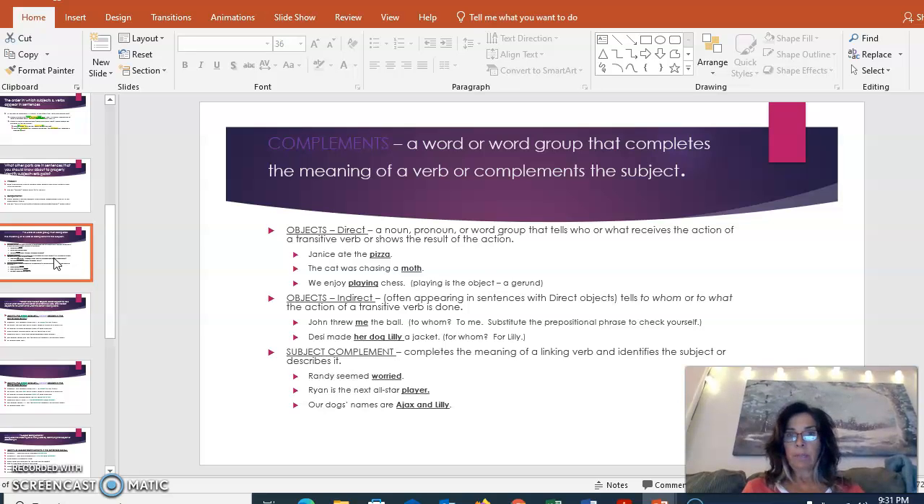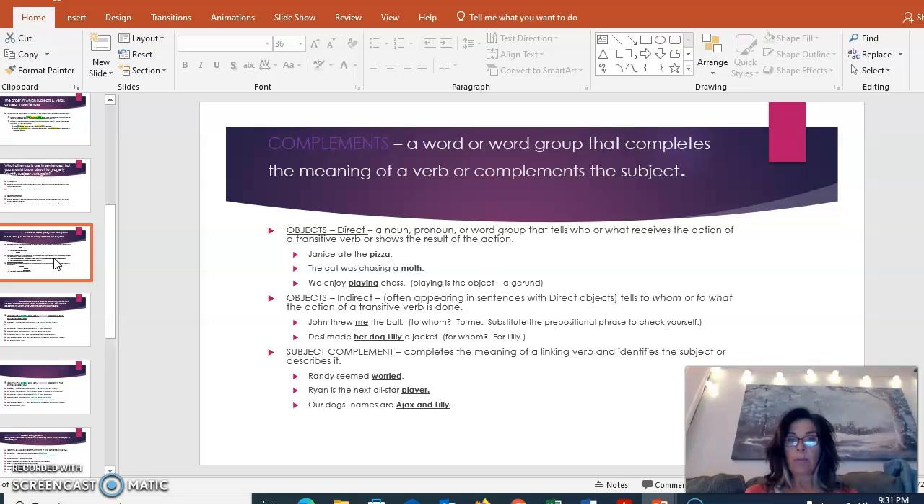Okay, so indirect objects often appear in sentences with direct objects, and it tells to whom or to what the action is being done. So always ask the question, to whom or to what? For instance, John threw me the ball, right? The ball is receiving the action of the throwing, but to whom was it thrown? Me, right? Sometimes we say John threw the ball to me, but as an indirect object, we say John threw me the ball.